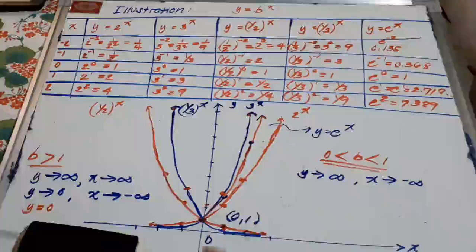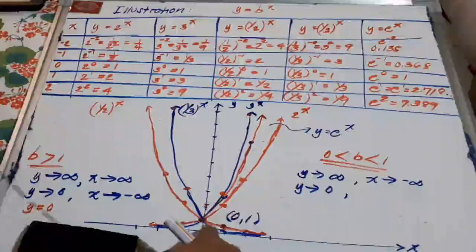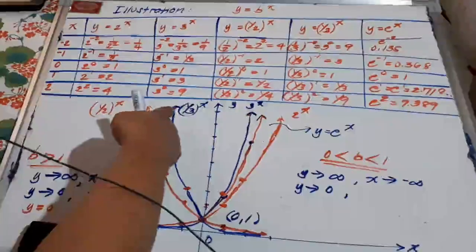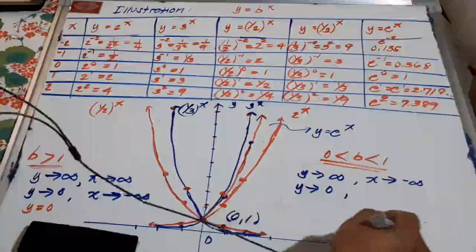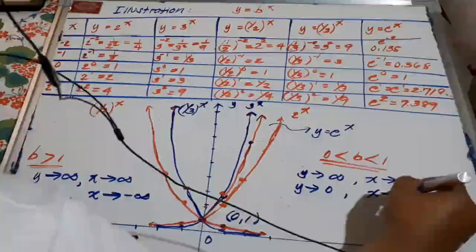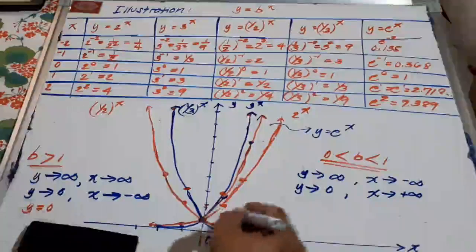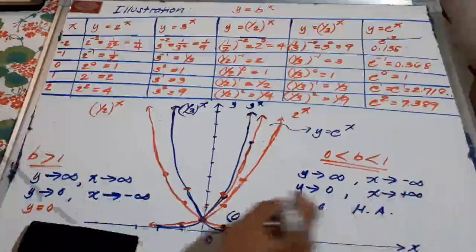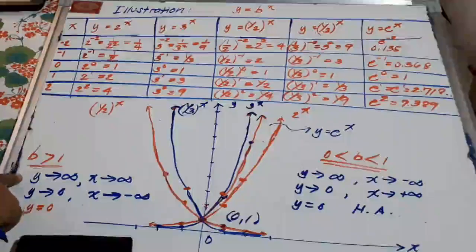What else? If y is approaching to 0, papalapit sa 0, yung ating 1/2 to the x and 1/3 to the x, yung ating x naman, papalapit sa positive infinity. So therefore, hindi siya magta-touch din sa x-axis because y equals 0 is your horizontal asymptote. Just like the exponential function if the values of b is greater than 1.